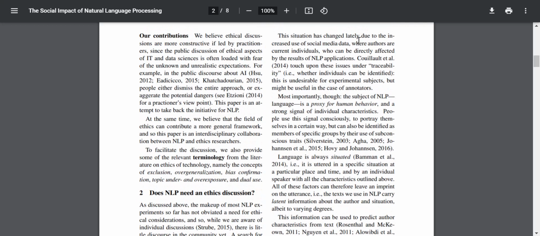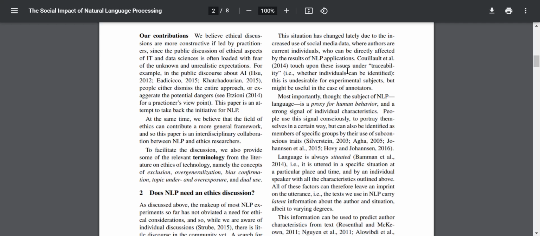So this situation has changed lately due to increased use of social media, where authors are currently individuals who can directly be affected by the results of NLP applications. So using traceability is one such thing where you can identify the individuals. So this is undesirable for experimental subjects, but might be useful in the case of annotators.